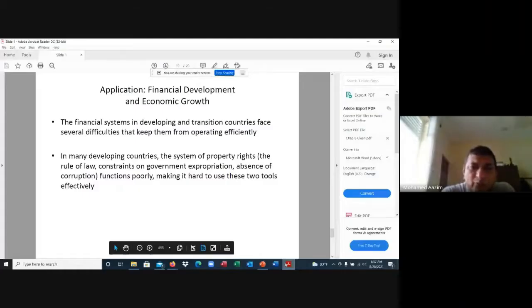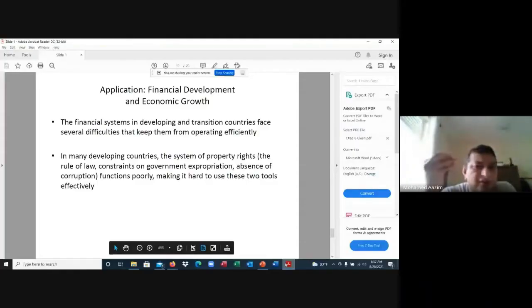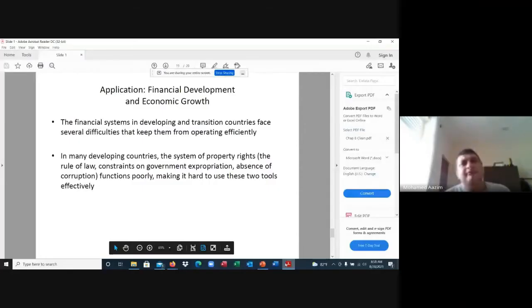Okay. So to say that rule of law, constraints on government expropriation, and of course absence of corruption, these are things required for a system of property rights. But unfortunately, how sound some of these are is a question for everybody. As a result, in these developing economies, property rights function poorly, right? And that makes such tools for financial efficiency also not effective.